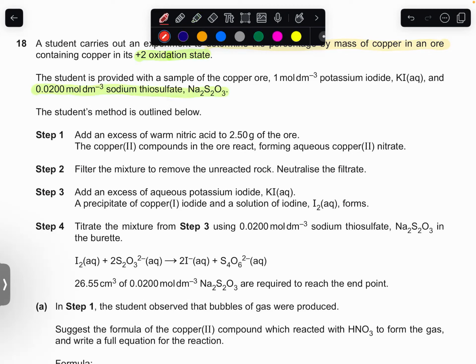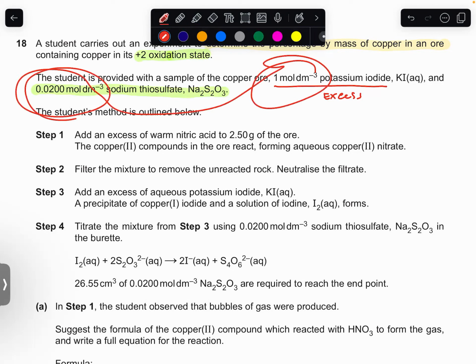You see, why did I not highlight the potassium iodide? Because this is going to be in excess. If you compare this concentration to this, the potassium iodide is far, far in excess, even though we're using a lower volume. It tells you in the question here as well, excess. So we don't really need to worry about that. The student's method is below.